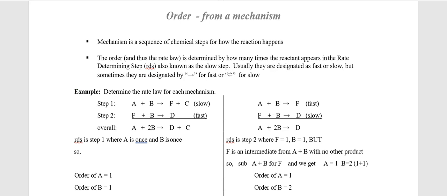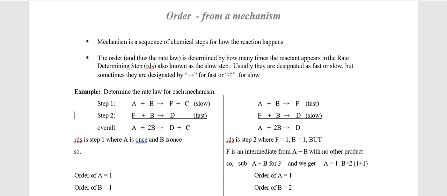We have 2 steps. Step 1 is the slow step. Step 2 is a fast step. So we're going to pay attention to the slow step. But if you notice, step 1 adding to step 2 gets you the overall. We have an A and 2 B's, and so we end up with an A and 2 B's. Makes sense. How about F and E and C?